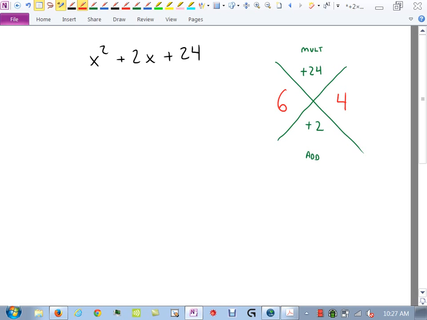They multiply to be 24, right? But they add up to be 10, not 2. So those won't work. What if I make it 6 and negative 4? That multiplies to be negative 24, though. What if I do negative 6, positive 4? That multiplies to be negative 24. Negative, negative, now they add up to be negative 10. At the end of the day, this one's not factorable.